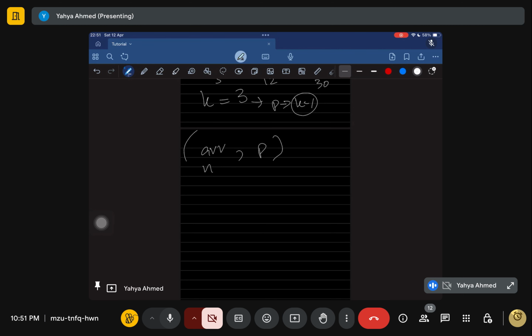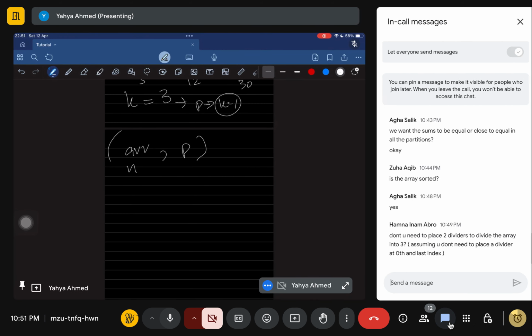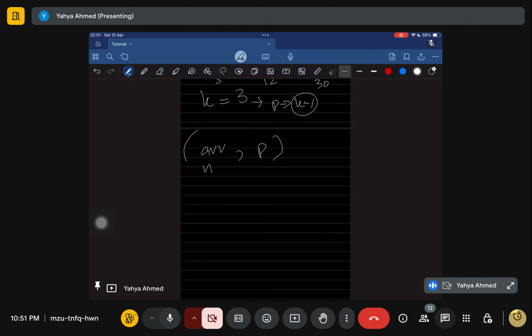So in our current problem, we have n elements and we have to place p dividers, which is basically k minus 1, and in this case it's 2. So 2 dividers. For simplicity, let's work with 4 actually, and we have to place 3 dividers. To make 4 groups, you have to place 3 dividers.